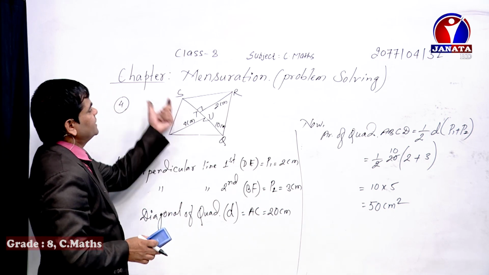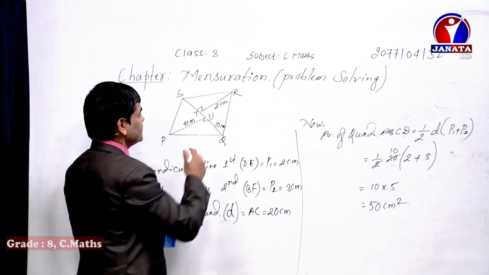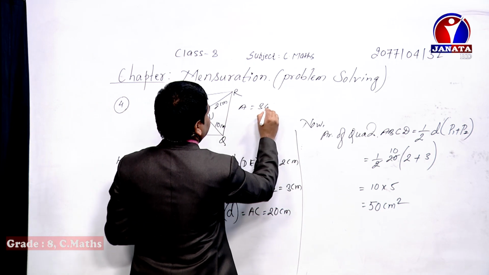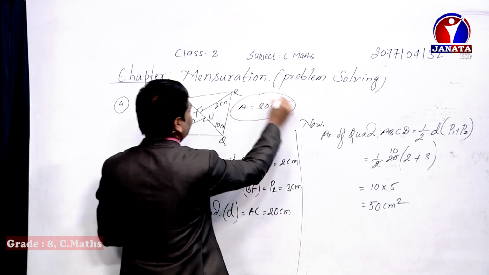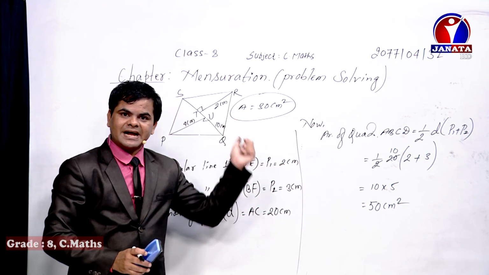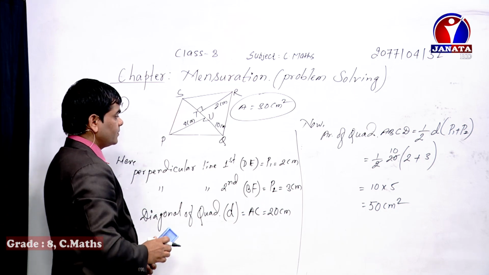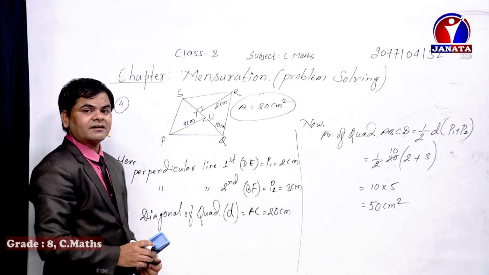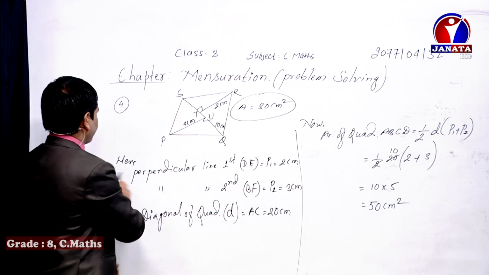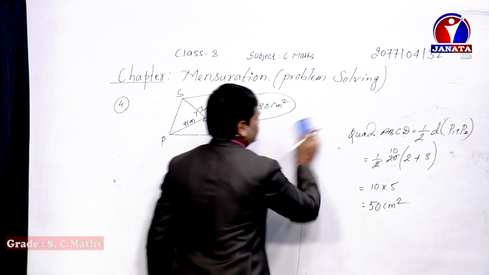The answer of this figure will be 30 centimeter square, okay. You need to get the answer as 30 centimeter square. Already I have calculated in my mind. If you are able to find the answer of this figure as 30 centimeter square, you have got the answer, or your procedure whatever you have done is right, okay. So this is related to quadrilateral.